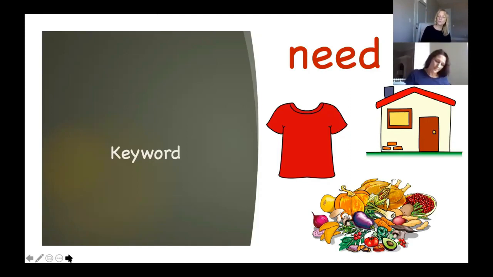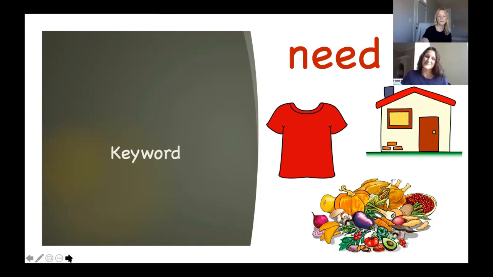Our key word for EE is going to be need. So you can write that, need. You want to go ahead and fingerspell need. I know it's written there for you, but go ahead and fingerspell need. N-E-D, need. Perfect. And make sure you put that in your student recording sheet where it says keyword, need. What kinds of things do we need? Clothing, food, and a house. Very good.